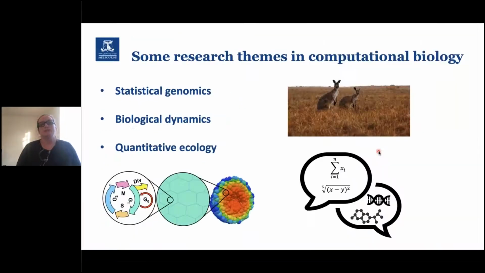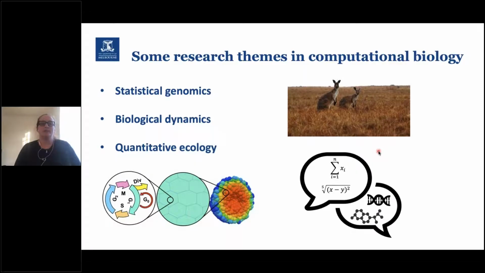So at the University of Melbourne, computational biology sits across 3 broad themes, and these are statistical genomics, biological dynamics, and quantitative ecology. And I'll talk about each of these 3 briefly, and then I'll talk more about the structure of what the masters would look like.